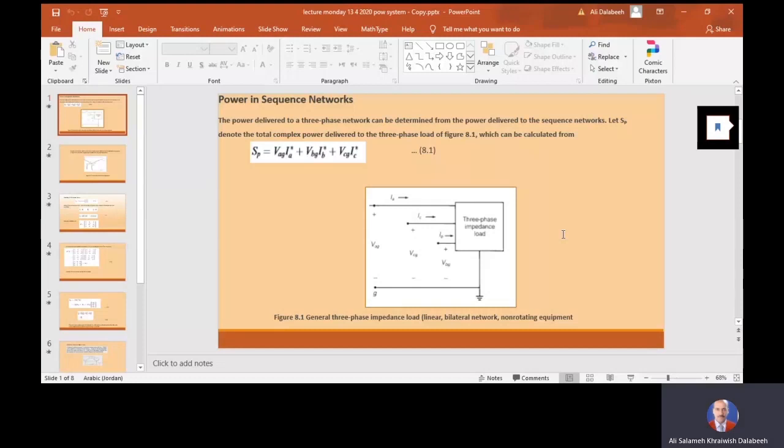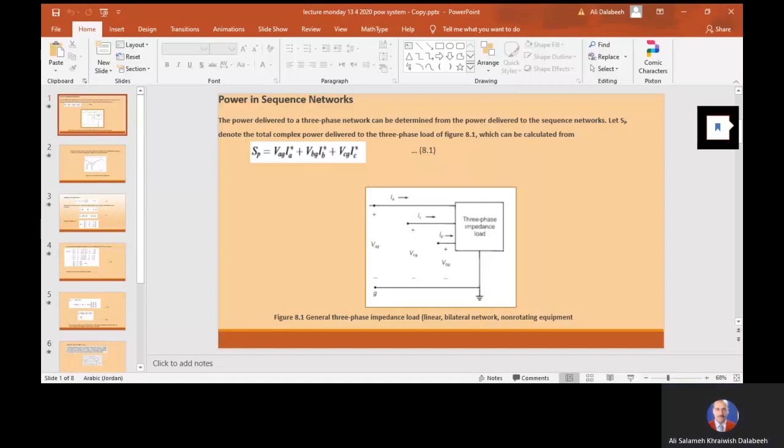My lecture today is about the calculation of the three-phase power, the apparent power in terms of the sequence components in the sequence networks. How to calculate the apparent power in the sequence networks.